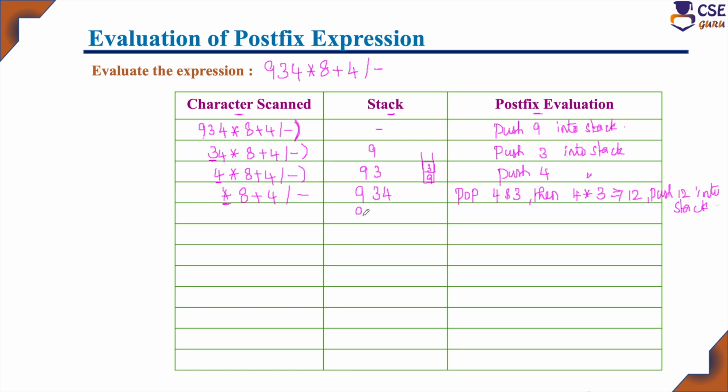So now 9 will be there. For 3 and 4, you have implemented the multiplication operation, and 12 you will get here. The remaining input characters are 8 plus 4 division minus. Next is an operand, so push 8 into the stack. The remaining characters are plus 4 division minus and the closed parenthesis. 12 and 8 you have to push onto the stack.